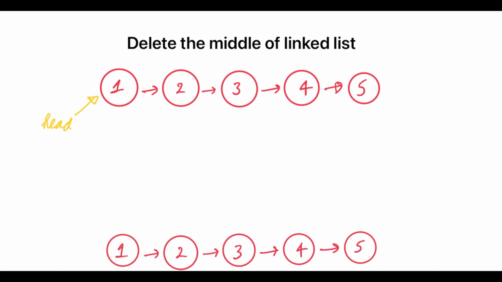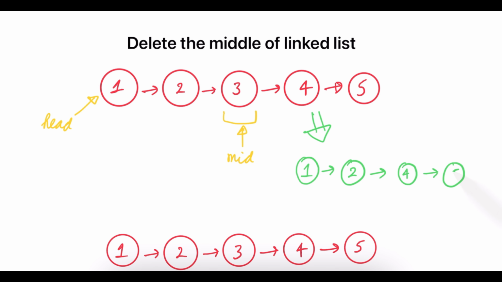So here we have this linked list of length 5, and as we know from our discussion so far that the middle node would be this node 3. So let me call this mid. So what do we need in order to delete this node from the linked list? We simply need to remove it from the linked list, and after removing it, our new linked list should be this: 1, 2, 4 and 5.